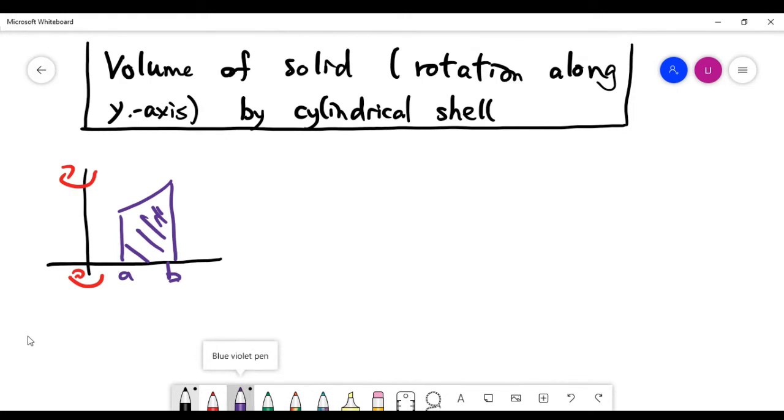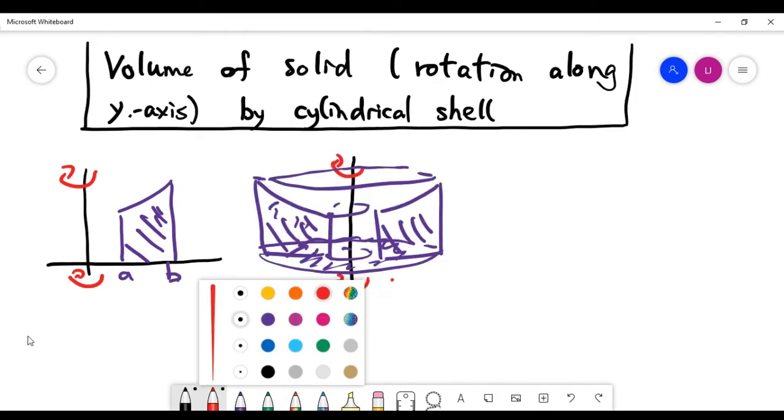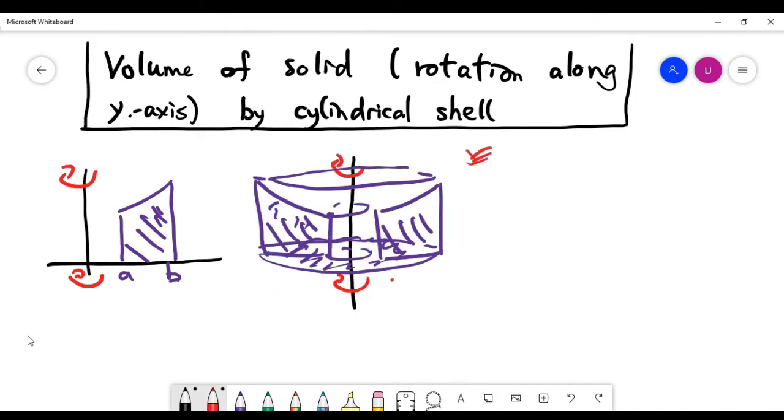If you rotate this purple shaded part along the y-axis, can you imagine what kind of solid you're getting? I hope that my drawing is not too bad, and roughly speaking, you're getting a solid like this. Now, in the current method, to find the volume, we'll use a vertical line here. You see, this line is not cutting along the axis of rotation. This line is actually parallel to the axis of rotation.